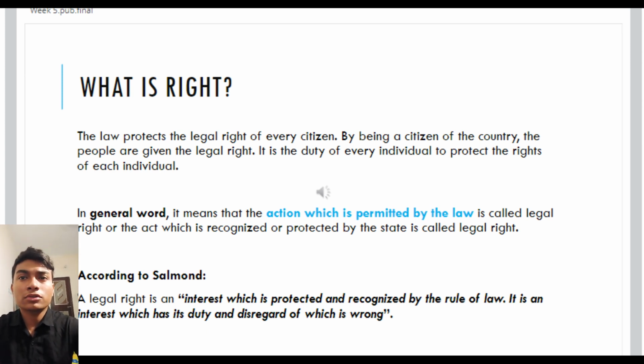According to Salmond, a legal right is an interest which is protected and recognized by the rule of law. It is an interest which has its duty and disregard of which is wrong.